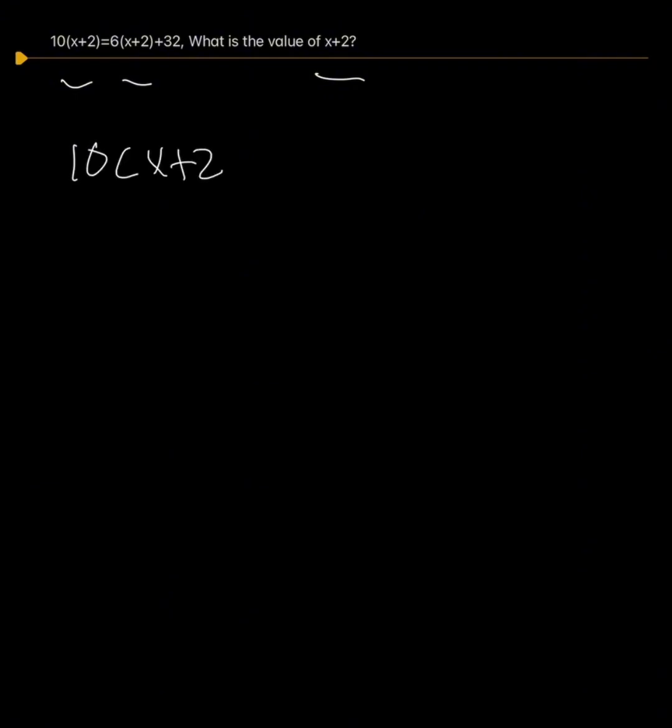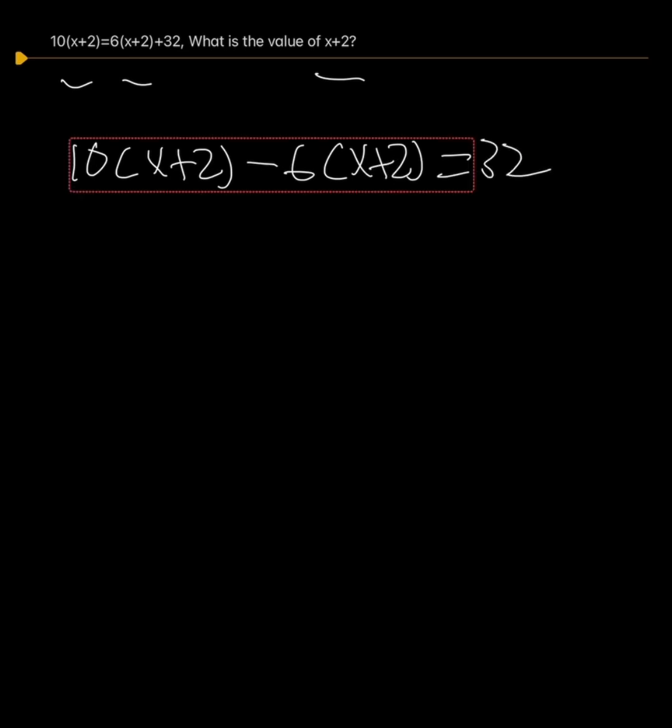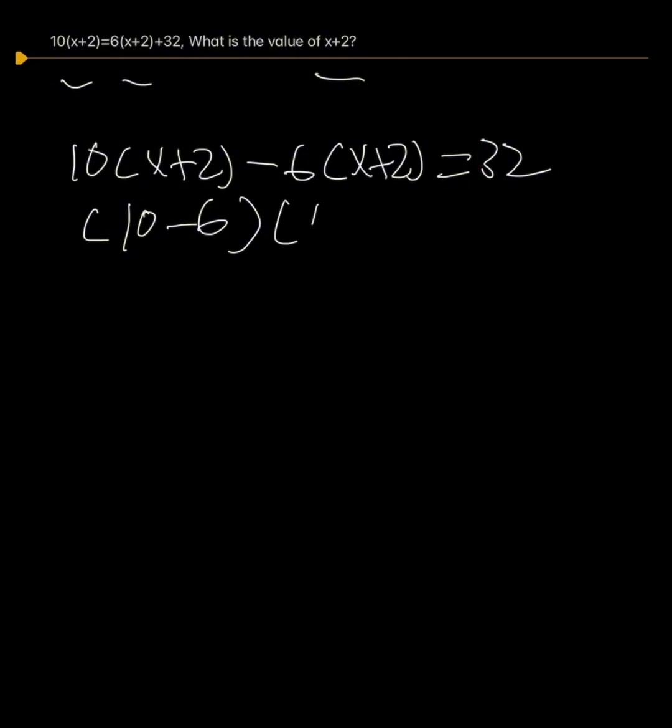Okay, let's do some more practice SAT math problems. Again, when we look at this problem, it's asking us what is the value of x plus 2? What we have here is a single variable linear equation, and we have the same binomial expression x plus 2 on both sides of the equation. Therefore, we can treat x plus 2 as a single unit. To solve this quickly and accurately, we can subtract 6 times x plus 2 from both sides of the equation. So we'll be left with 10 times x plus 2 minus 6 times x plus 2 equals 32. From here, we combine like terms, so we are left with 10 minus 6 times x plus 2 equals 32.